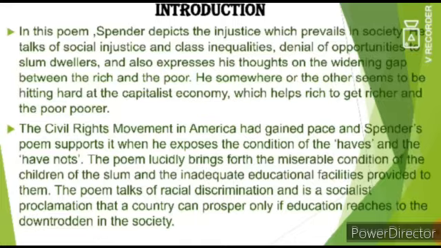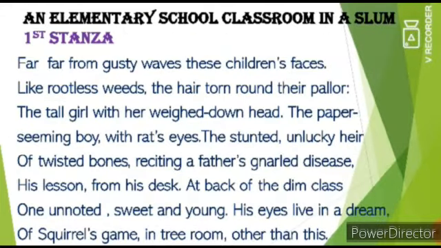The civil rights movement in America had gained pace, and Spender's poem supports it when he exposes the condition of the haves and the have-nots. The poem lucidly brings forth the miserable condition of the children of the slum and the inadequate educational facilities provided to them. The poem talks of racial discrimination and is a socialist proclamation that a country can prosper only if education reaches the downtrodden in society. Let's pursue the poem now.